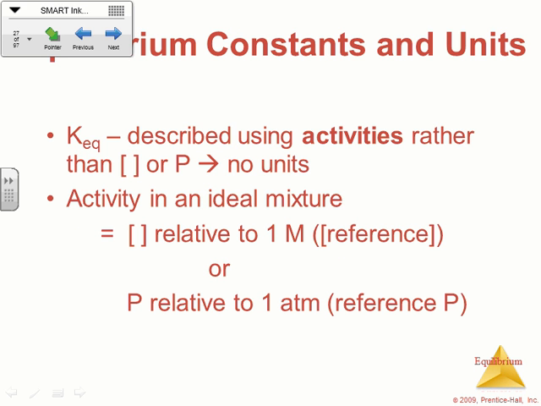Okay. Equilibrium constants and units. This is good to talk about quickly. Equilibrium constants are described using activities rather than concentrations or pressures, which means there are no units. This is really challenging because in the last unit we learned about rate constants, little k, and I told you it's very, very important what the units are. Well, with an equilibrium constant, big K, forget about units. There are none. If you put units on big K, you get it wrong. If you don't put units on little k, you get it wrong. So you've got to keep that straight. When you're working with reaction rate and using little k, a rate constant, you need to include your units. With big K, the equilibrium constant, there are no units.